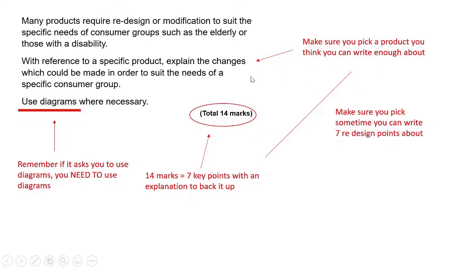So before you start thinking about which one, look, there are 14 marks. That means 7 points I need to think about. So thinking about the product, can you think of 7 things on that product that could be redesigned to make it more suitable for a person?